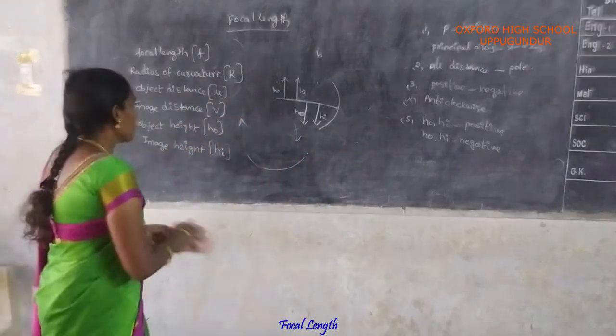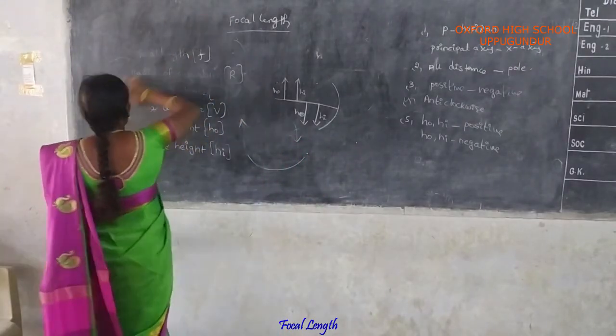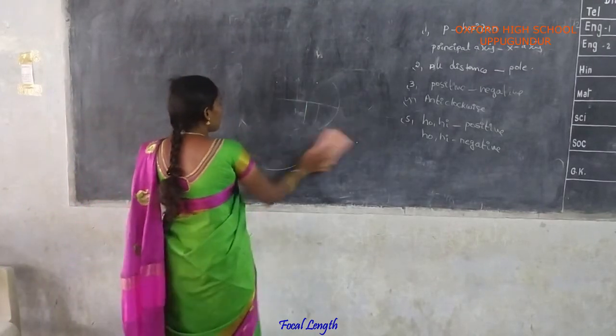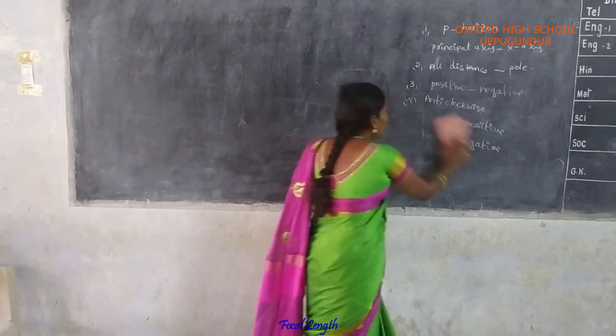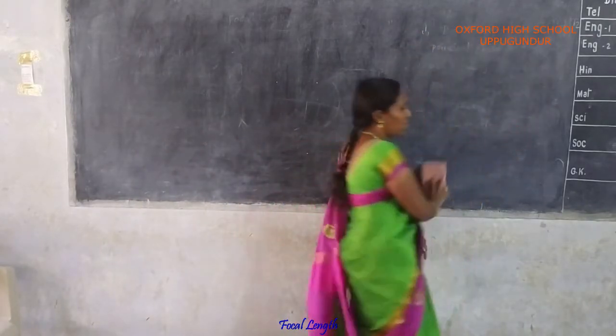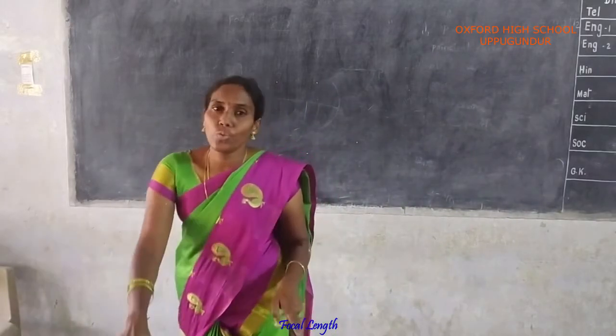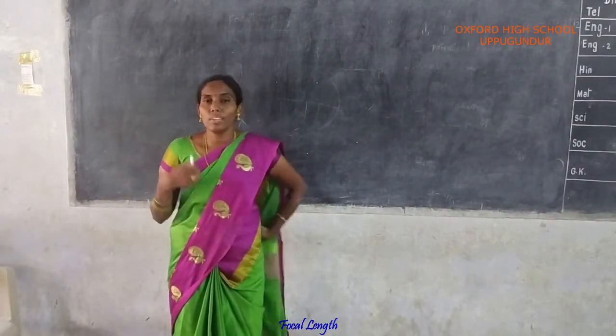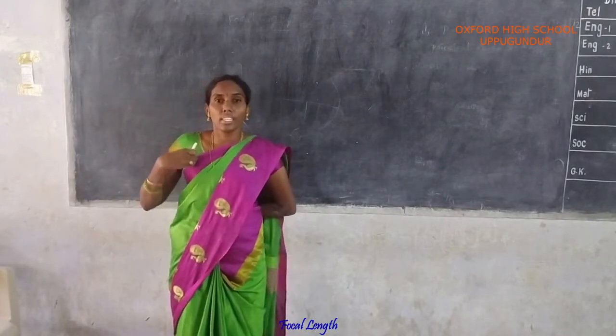Okay. See the next one: observing the types of images. Here, two types of images are there. First one, real image, and virtual image. Real images are always inverted, and virtual images are always erect.